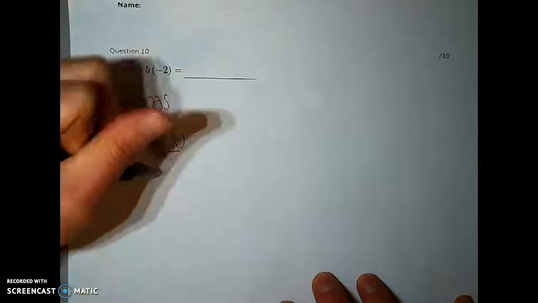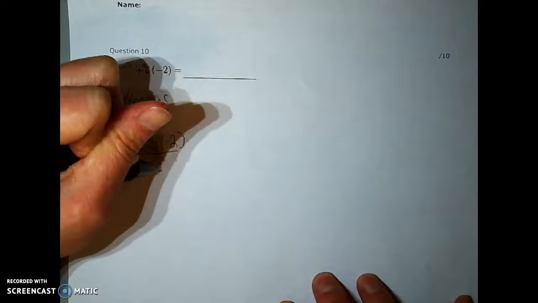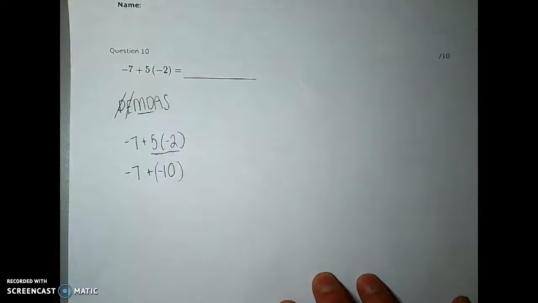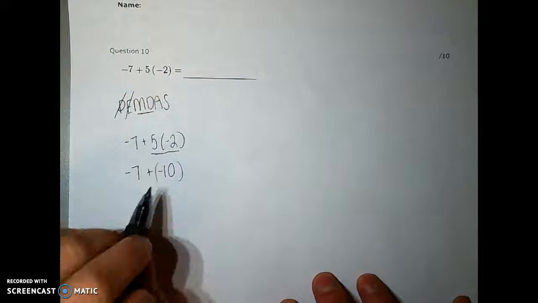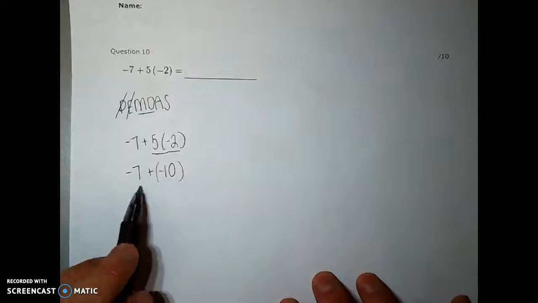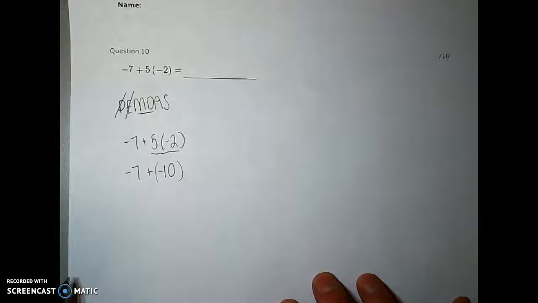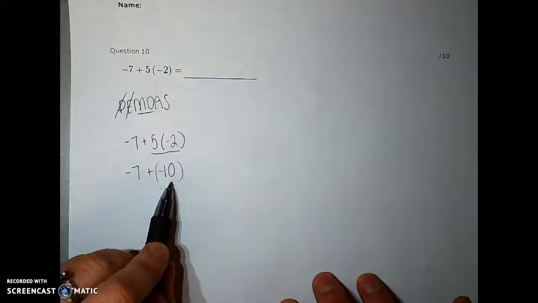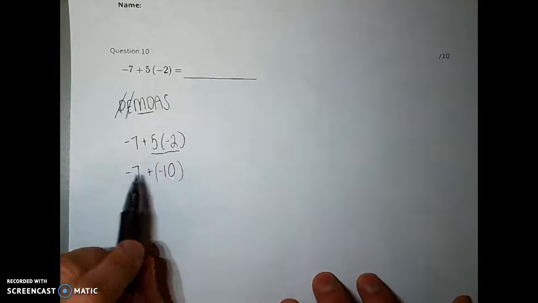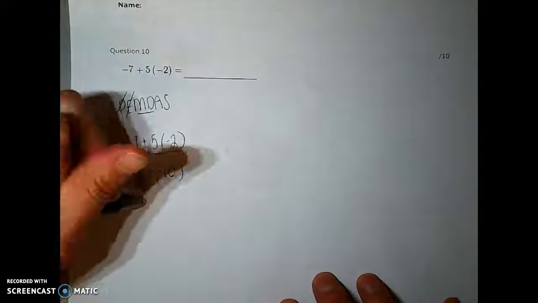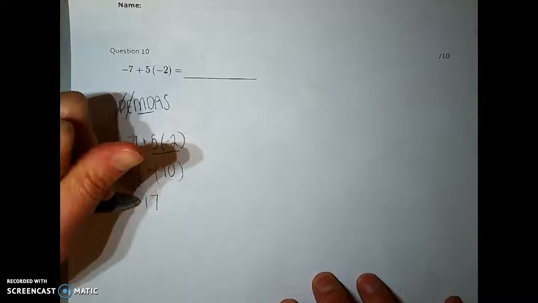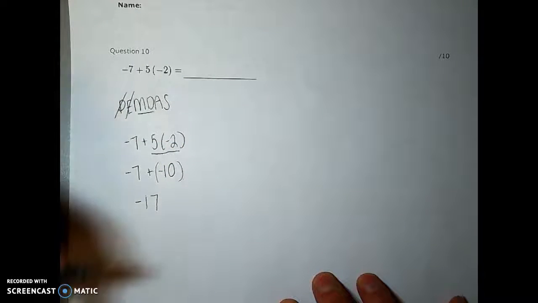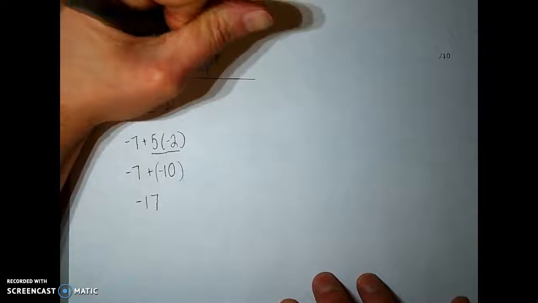5 times negative 2, positive times a negative gives me a negative, so I get negative 10. And then I rewrite everything else exactly the same. I'm going to leave parentheses around the negative 10 so I can distinguish that and the addition sign. And now all that I have left is negative 7 plus negative 10. Now we know that when we add same signs, the rule is that you add and keep the signs. 7 plus 10 gives me 17. And my answer is going to be negative, so I get negative 17. Same signs, you add and keep the sign.